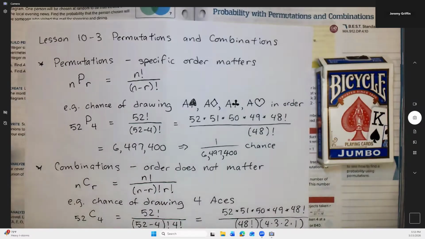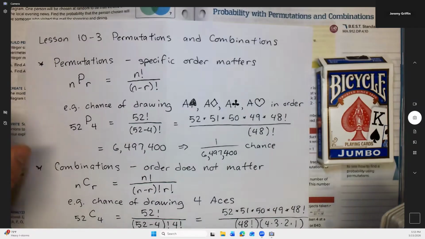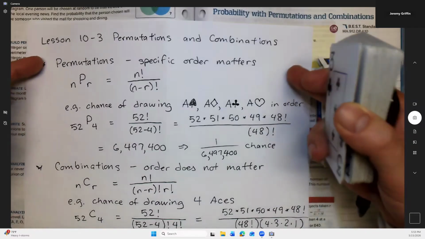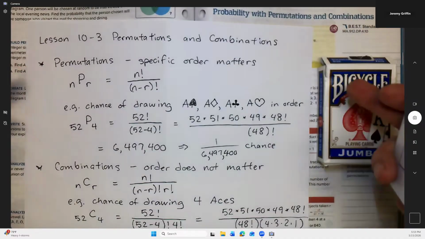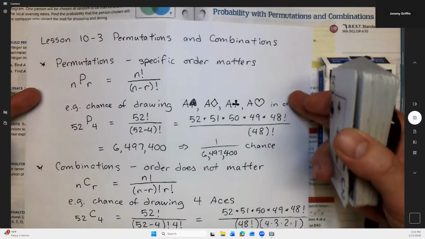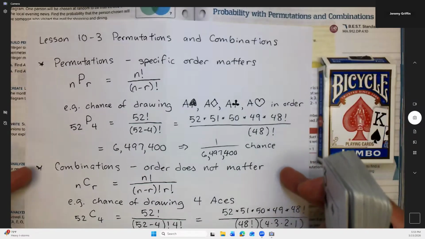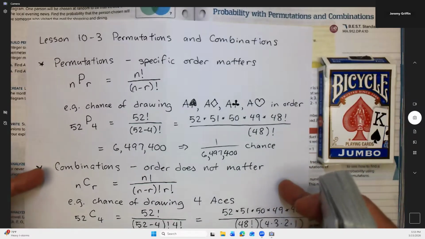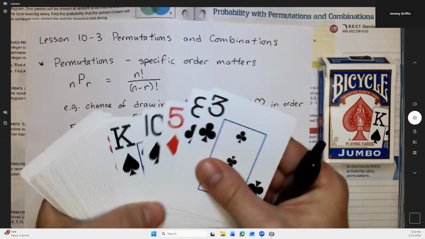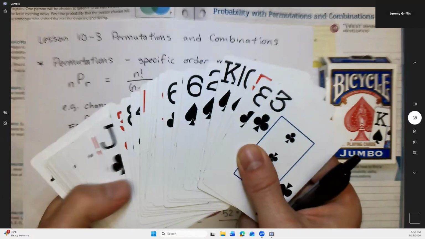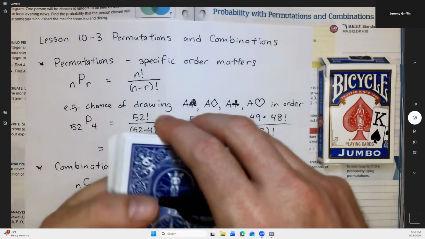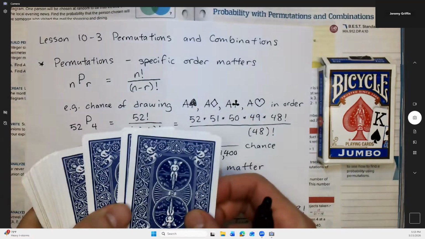So with permutations, you're looking for either the probability of some event happening where the specific order matters, or how many different ways there are for a specific order event to happen. When you get to combinations, it's a similar idea, except maybe the order doesn't matter. So for example, what if I want to draw 4 cards out of the standard deck of 52? So I have a standard deck here, 52 cards. Let's give it a little shuffle. Let's say I'm going to draw the top 4 cards, okay?